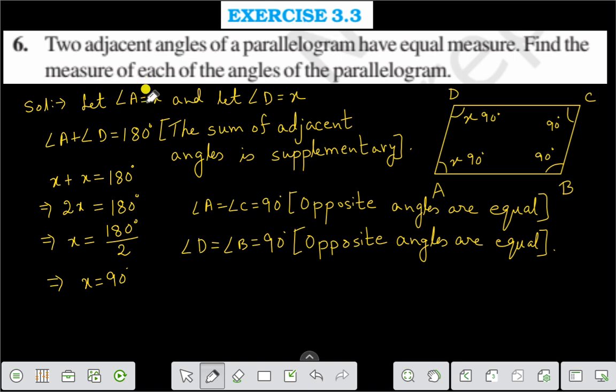Again, let angle A be equal to x, angle D is equal to x, and these are adjacent angles. You know that the sum of the adjacent angles is supplementary, that is 180 degrees. The angle A plus angle D is 180 degrees. Therefore, the value of x is 90 degrees. This is 90 means this is also 90. This is 90 means this is also 90.